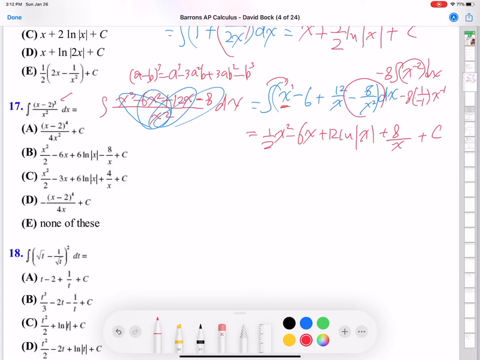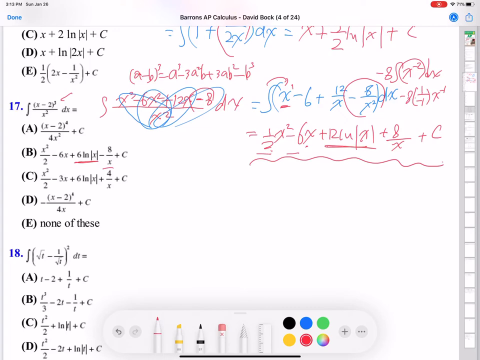Wow. So which one is the answer? This part is wrong, right? This part is 12 ln x. But this is right. This part is wrong, and this part is wrong as well. It's not negative 8 over x squared, because negative 2 plus 1 is negative, going to be positive, right? So maybe this is the right answer.